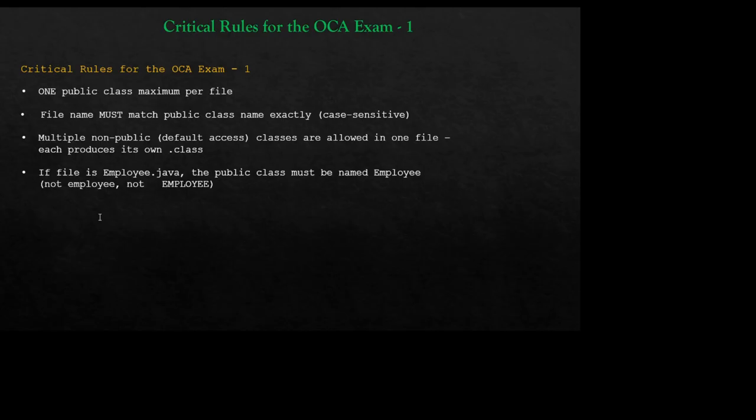But if there is a public class, the name must match the public class's name, ditto. And you can have one public class, and along with that you can have multiple classes which are non-public, and that's allowed in a single file. There's no problem in it, right? And when they are compiled, each one produces its own .class file. That's the bytecode.